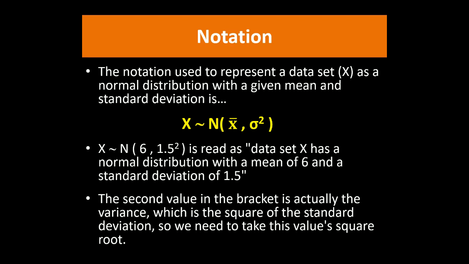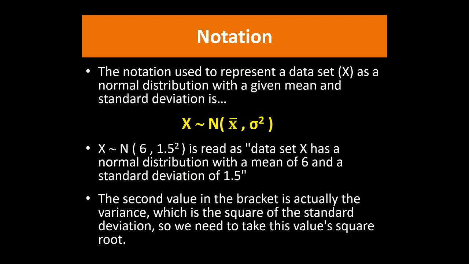Okay, now for some notation. You're going to see this fairly frequently. It's a nice short way of writing out a longer idea. And the way that we would read this, if I was trying to actually read what it says in symbols, is X squiggle, and no, that's not the official term, but we're going to call it a squiggle, X squiggle N bracket X bar comma sigma squared.